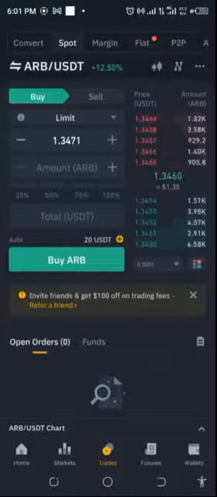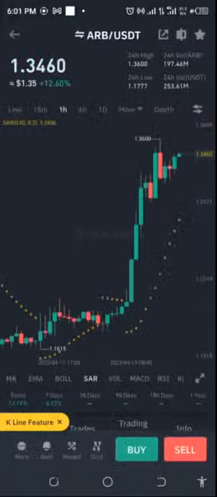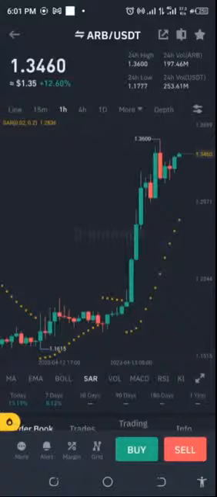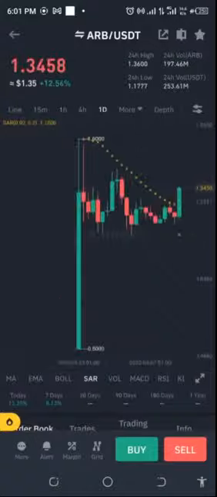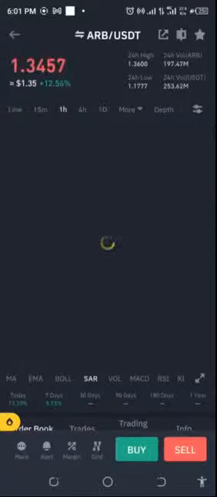All right, let's go to the charts and see what we have. Now, ARB was listed a couple of days ago and it's still in the new listing segment. So let me go to the 1-day chart. You can see how it pumped so high when it was listed. Wow, it was really a good one. Anyways, let's see how it is for today. Let's look at the 1-hour chart.